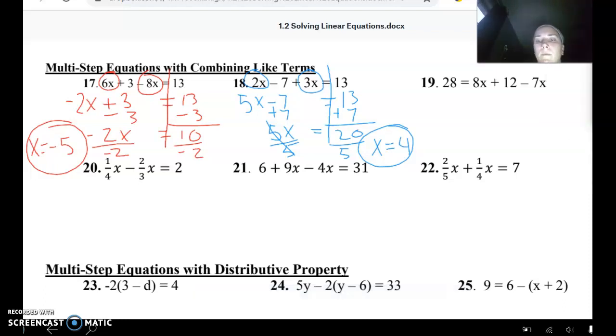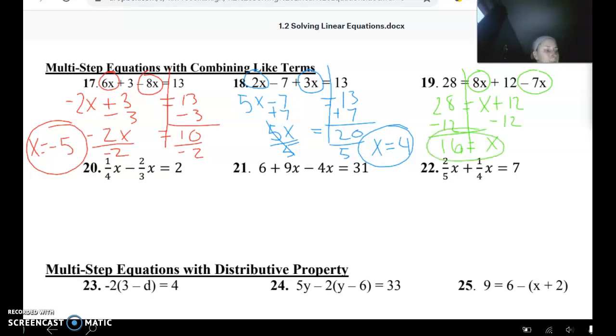Third one here. Draw my line. I'm going to combine 8x and negative 7x. So that 8 minus 7 gives us 1x plus 12 equals 28. We're going to subtract 12 from both sides. We are left with x equals 16. Okay, so I'll give you guys a minute to catch up there, and then we'll move on to number 20.